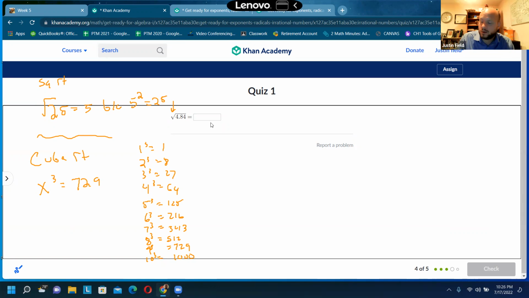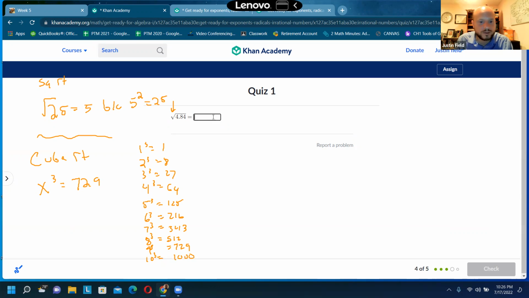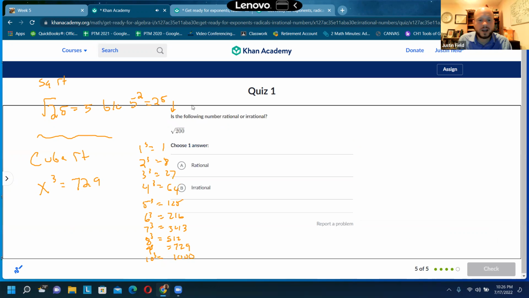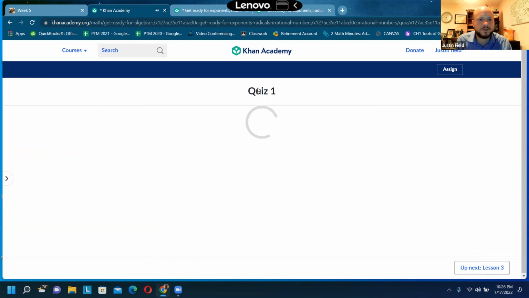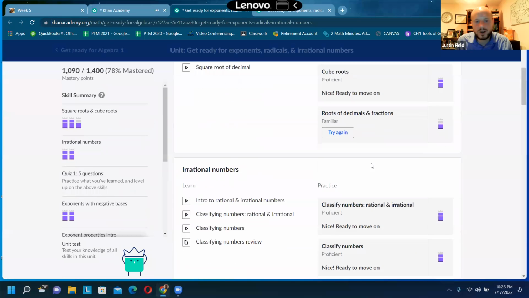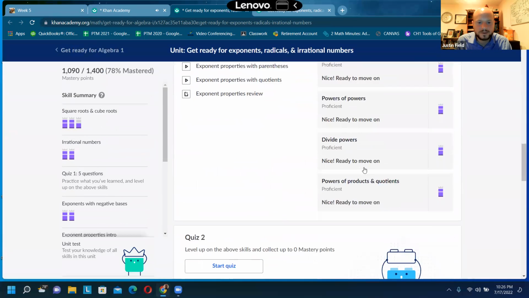4.84. Probably going to need a calculator for that one. It's 2.2. If you have the square root and it's a decimal, go ahead and use a calculator. Sometimes in algebra, it's okay. And this is irrational. Perfect. Got them all. All right, let's do quiz 2.